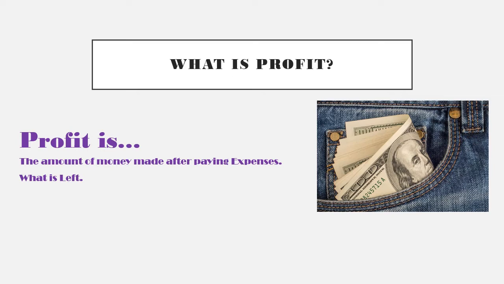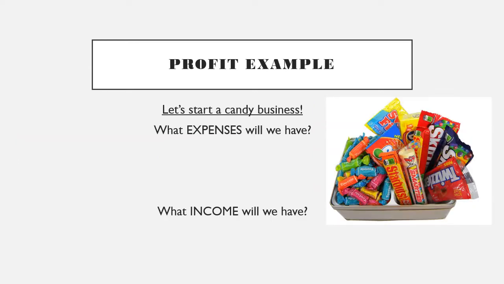So if I'm running a business or selling something, the money that comes in is my income. The supplies and everything I need are my expenses. And then my profit is, after I pay for my expenses, how much money is left that I just get to take home and enjoy. So just to practice, let's do an example.